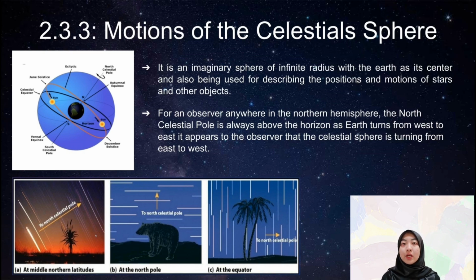For an observer anywhere in the northern hemisphere, the north celestial pole is always above the horizon. As Earth turns from west to east, it appears to the observer that the celestial sphere is turning from east to west. Stars sufficiently near the north celestial pole revolve around the pole, never rising or setting, and such stars are called circumpolar. Stars near the south celestial pole never rise above the horizon at all.